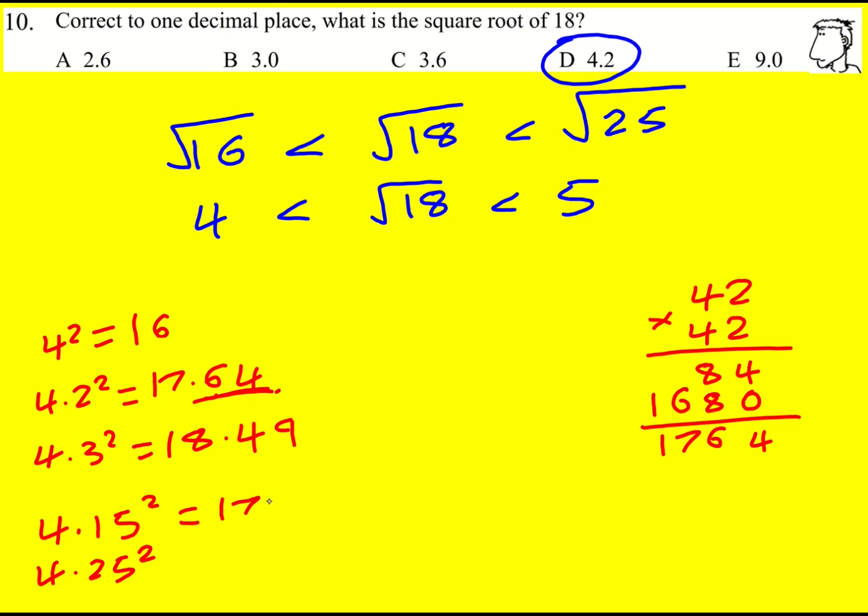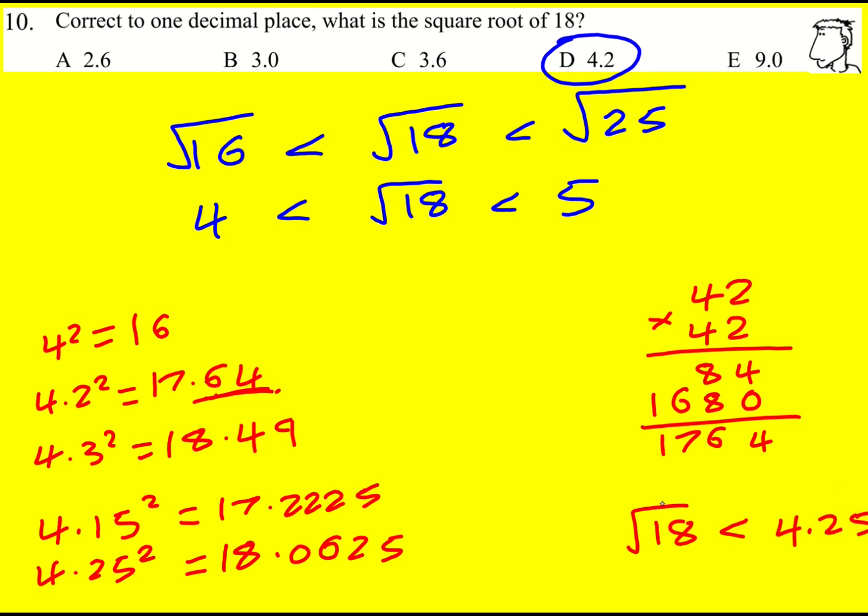So here you get 17.2225, and here 18.06, so very close to 18 here. And so that tells us actually that the square root of 18 has got to be between 4.15 and 4.25, because when I square root each of these, I get that. I can just change it round. And that tells us then that it's going to round to 4.2 to one decimal place.